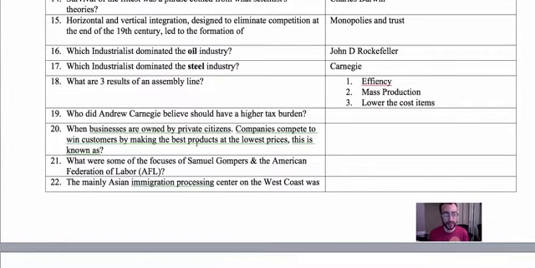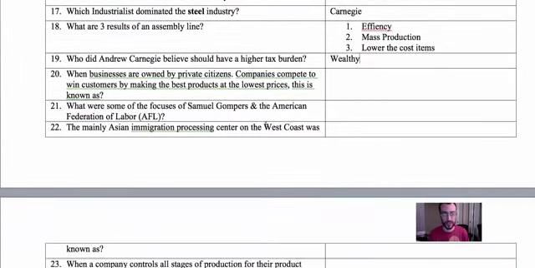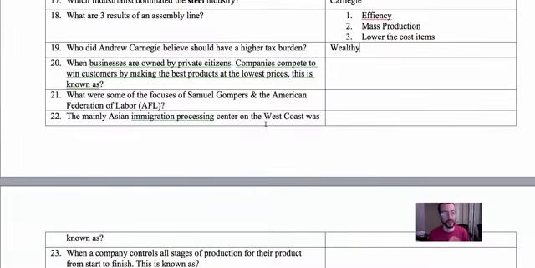Number 19, who did Andrew Carnegie believe should have a higher tax burden? Andrew Carnegie was wealthy and a philanthropist, so he believed that the wealthy should do their part. They should be responsible for society by having the higher tax burden. Number 20, when businesses are owned by private citizens, companies compete to win customers by making the best products at the lowest prices. This is known as free enterprise.